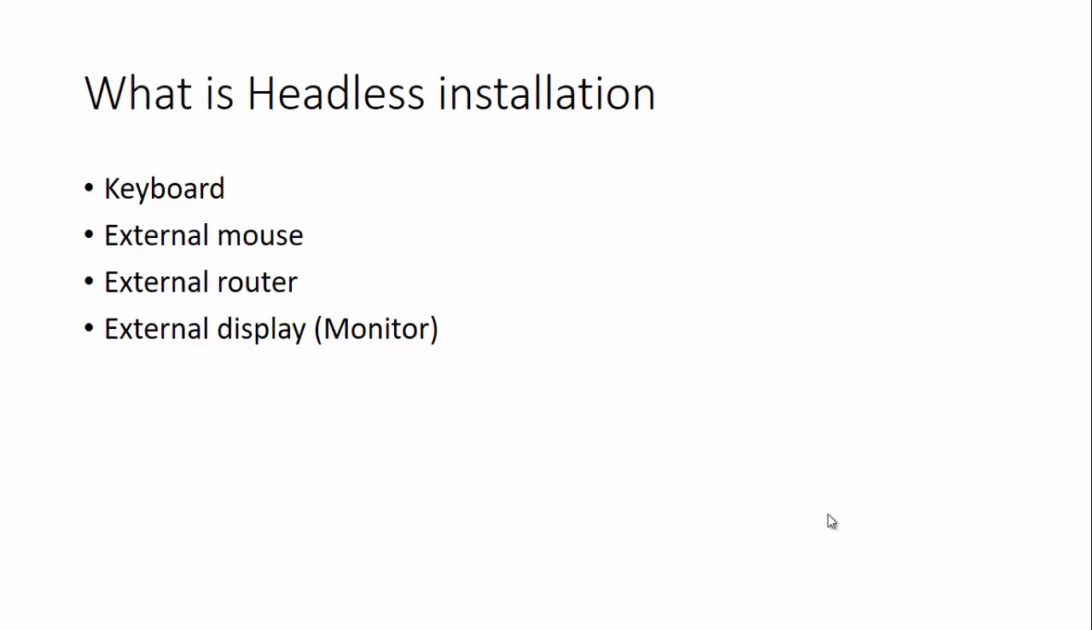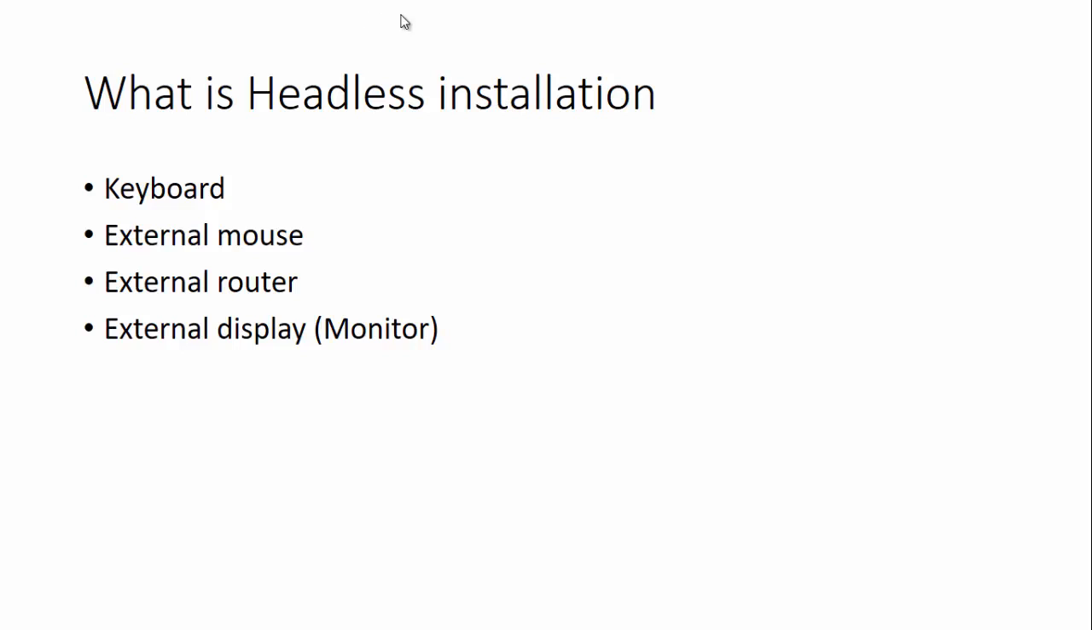First of all, let us try to understand what is a headless installation. While installing the Raspbian OS, RISC OS or any other OS compatible with Raspberry Pi, you require the following things: a keyboard, an external mouse, a router to have connectivity, and an external display such as a monitor. Even if you don't have a keyboard, external mouse and display, you will still require a router to connect to the SSH servers and all.